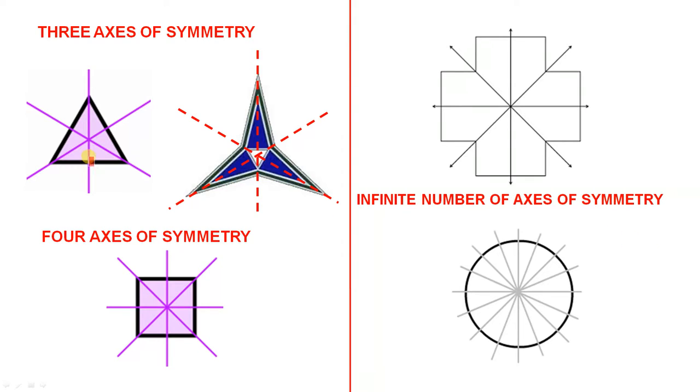We have three axes of symmetry for the equilateral triangle, and also that special shape there. Four axes of symmetry occur for the square, and for this particular shape here. And look at this, an infinite number of axes of symmetry, the humble circle. I'll bet you got that answer before we got to it.